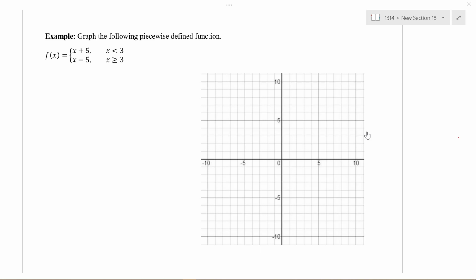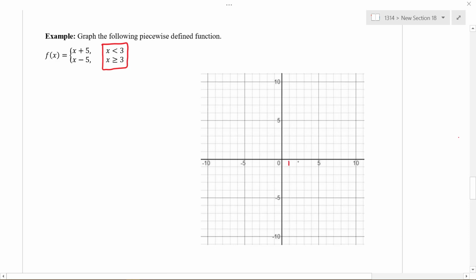We are asked to graph the piecewise function. We have f of x equals x plus 5 if x is less than 3, and x minus 5 if x is greater than or equal to 3. So the first thing I'm going to do is look at those inequality restrictions on x, and draw a vertical line at the x value that's mentioned in those restrictions. The specific number that's mentioned is a positive 3.